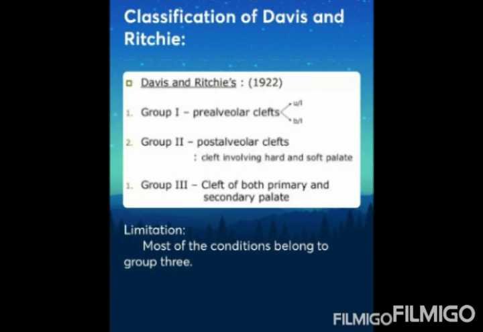Here the cleft involves the hard and soft palate. Group 3 is cleft of both primary and secondary palate. Here the limitation is that most conditions belong to Group 3, because it is a cleft of both primary and secondary palate.